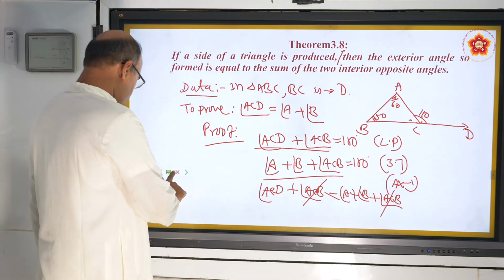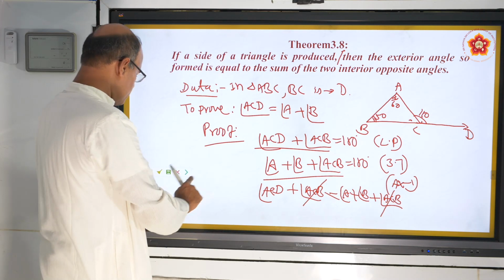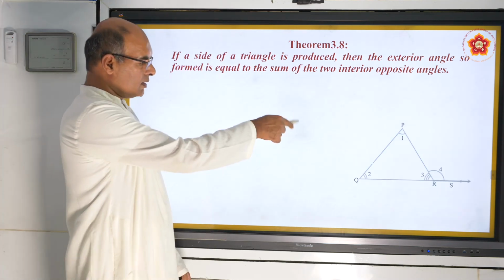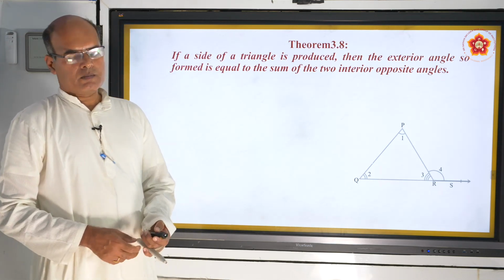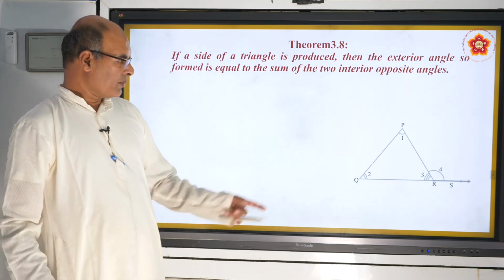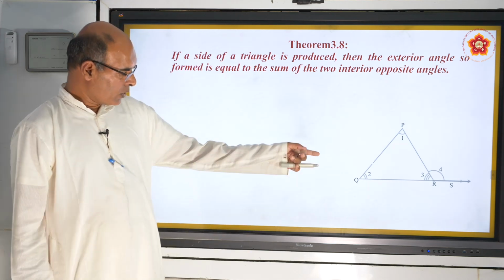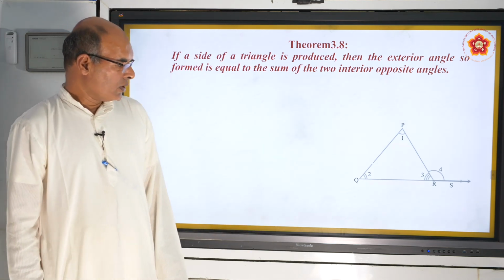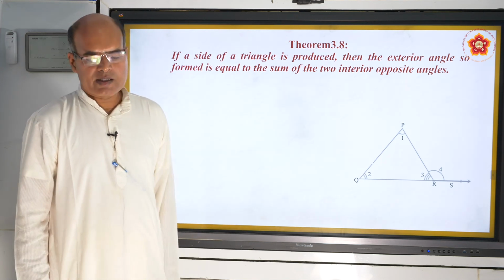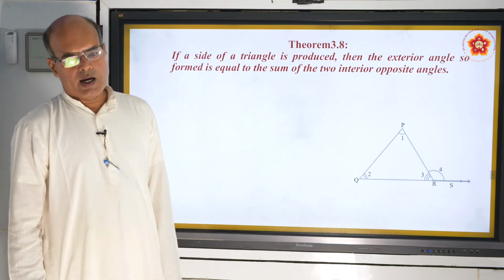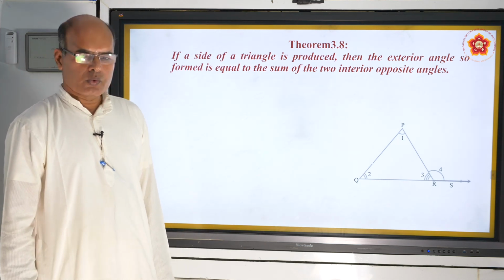So look at the steps once again. I will use numbers to represent the angles. Let that be the diagram. Angle P is named as angle 1, angle Q is named as angle 2 and the exterior angle is named as angle 4. So we have to prove that angle 4 is equal to angle 1 plus angle 2.